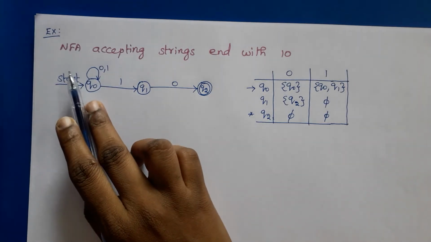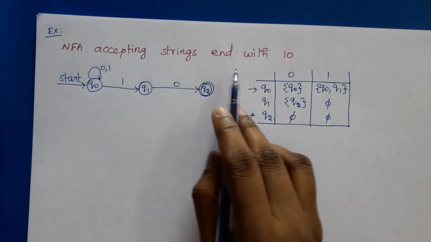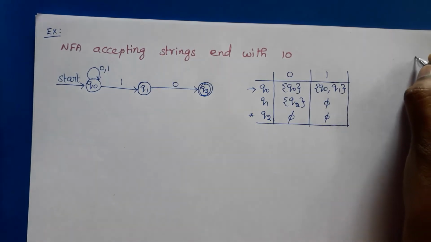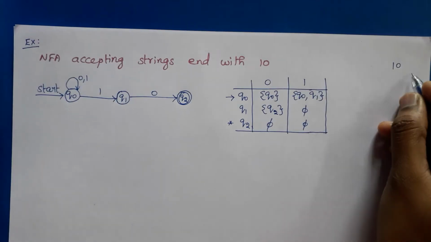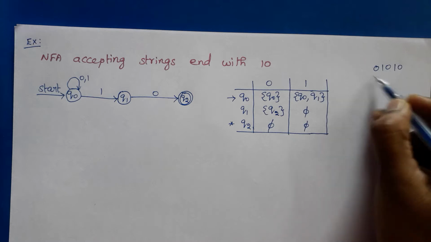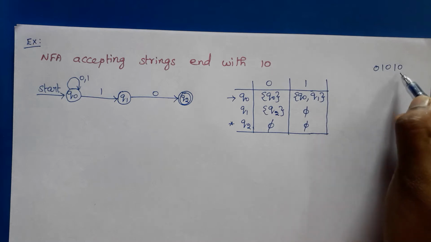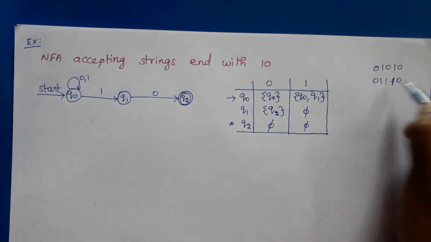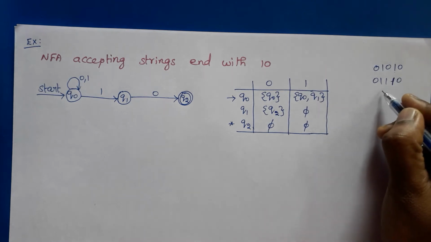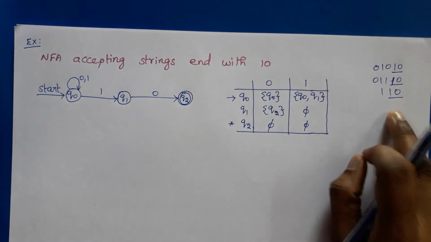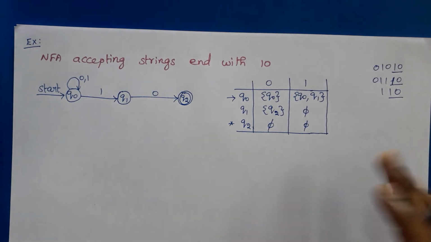Consider the example NFA accepting all strings ending with 10. That is, the last two symbols of the string must be 10. It can be preceded by any number of any combination of ones and zeros. So for any string, if the last two symbols are 10, then it must be accepted by our NFA.